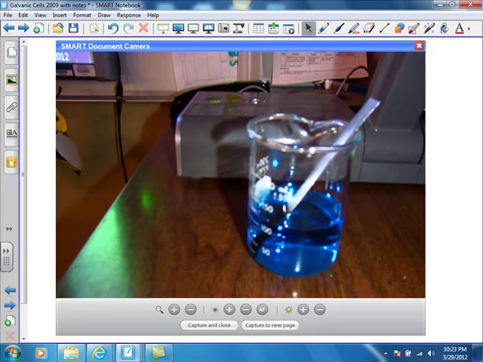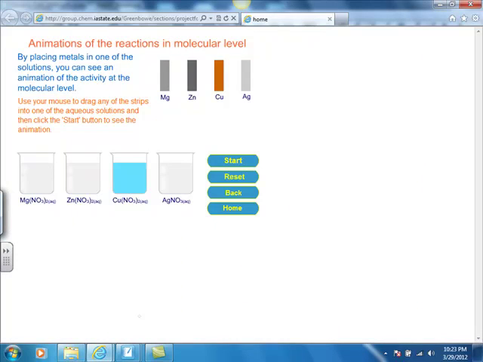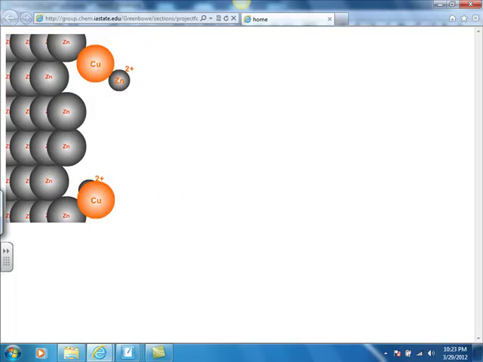So I have a little website here that I'm going to go to. Hopefully this works, to also kind of show this. So here I have a whole bunch of different solutions, and I'm going to take this zinc and put it into that copper solution, which is the exact reaction that we just did. And if we go micro scale and start looking at what's happening, these copper ions that were in solution are now depositing themselves onto the zinc metal. And you'll notice the zinc left the copper.